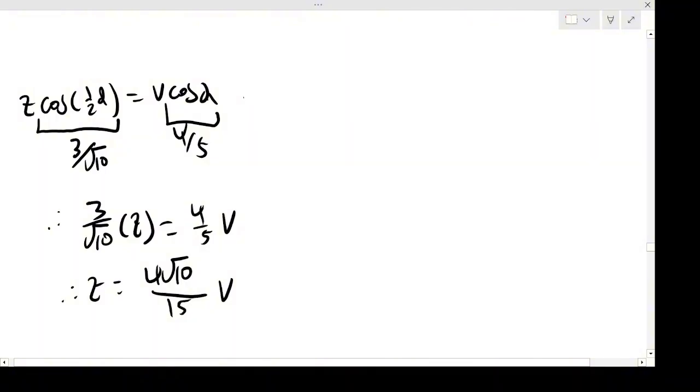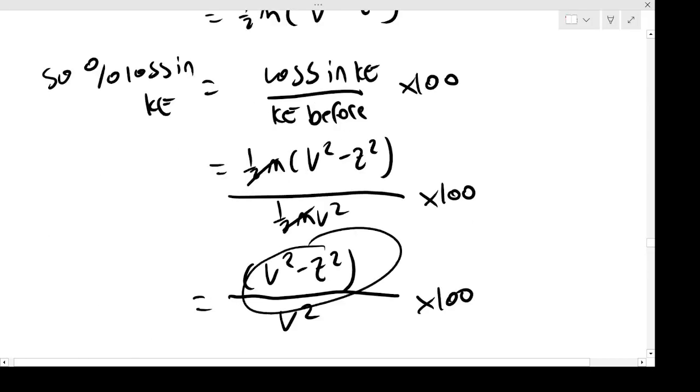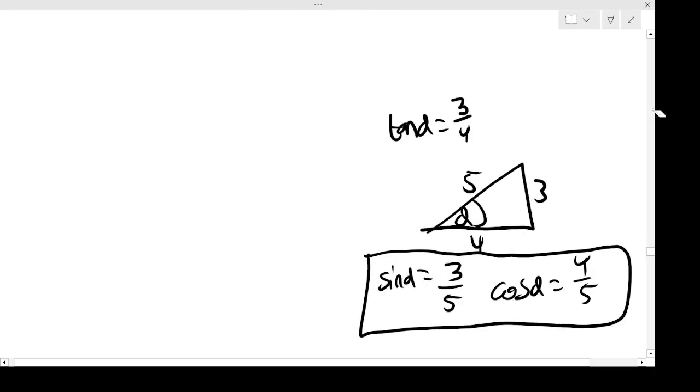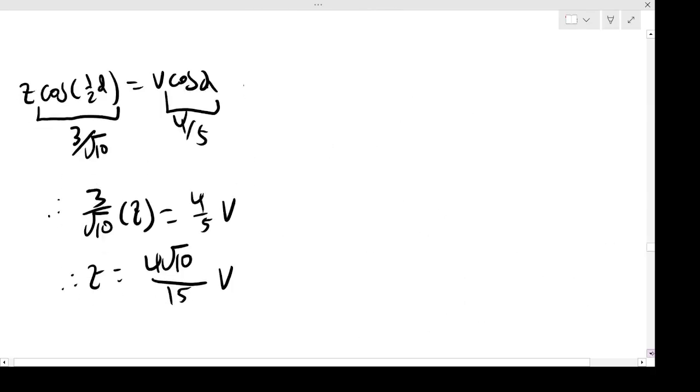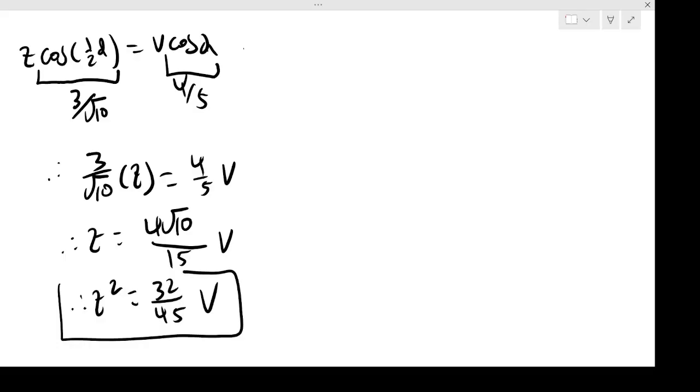So I'll be able to use that in my percentage here, but of course it wants z squared, so I'm just going to need to square it. If z is equal to that, then if I square it, I get z squared is 32 over 45 v squared. Great. So hopefully happy with that.